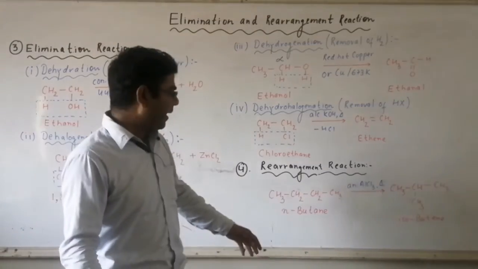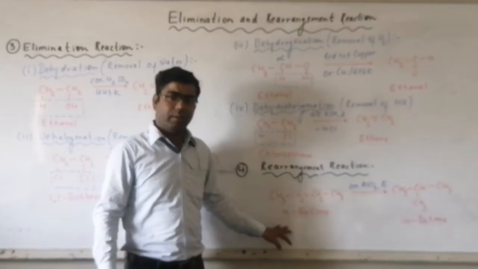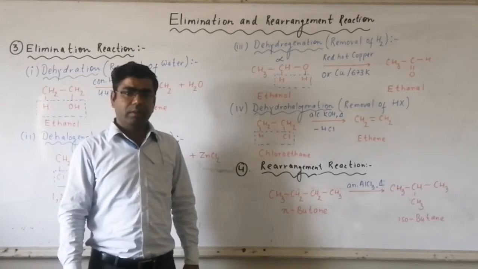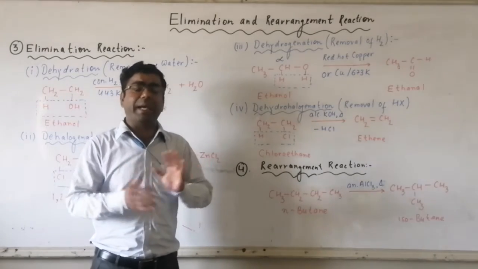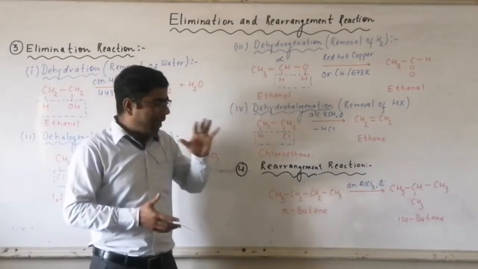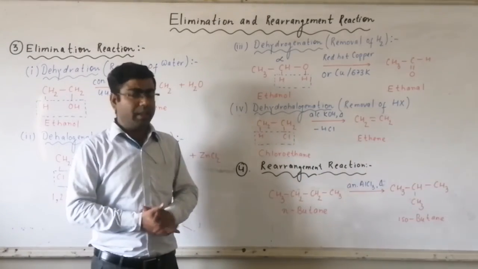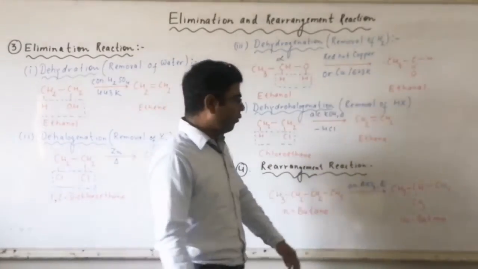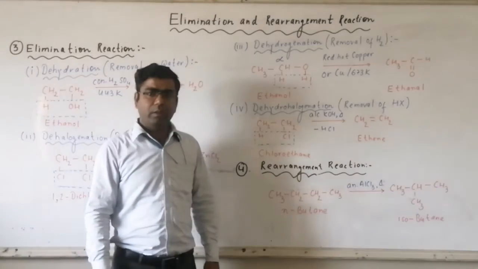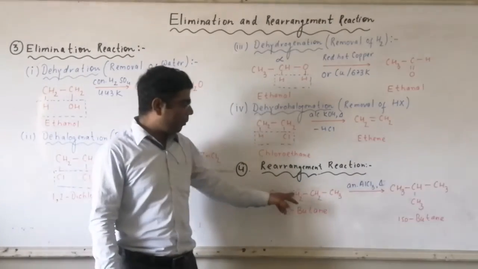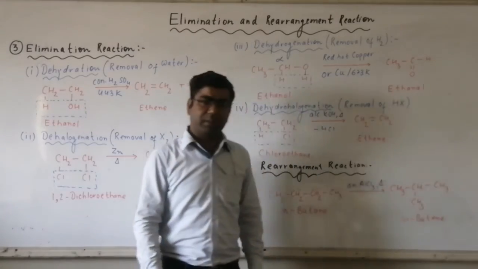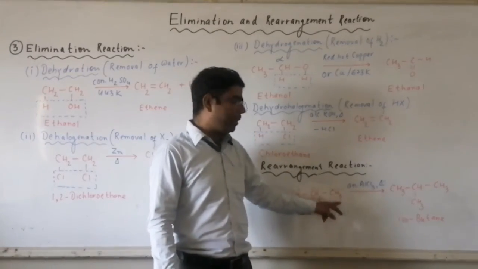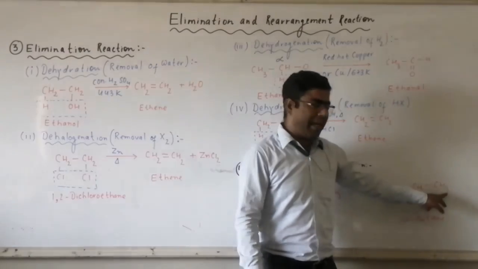So a very simple example, let us take normal butane. When heated in presence of anhydrous AlCl3, it undergoes rearrangement of carbon and hydrogen, as a result of which branching is created in the molecule. And normal butane gets converted to isobutane. You can compare. They have 4 carbon atoms each. Hydrogen: 3 plus 2 is 5, 5 plus 2 is 7, 7 plus 3 is 10. Here also 3 plus 3 plus 3 is 9, 9 plus 1 is 10.